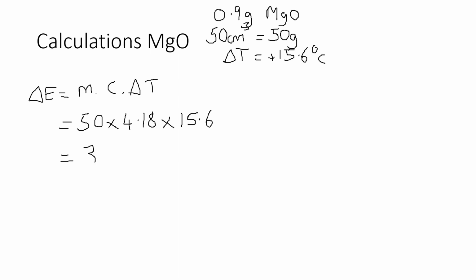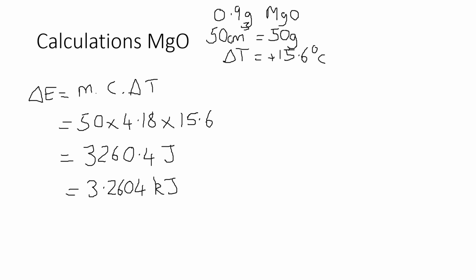And that comes out as 3,260.4 joules. Divide that by 1,000, comes out as 3.2604 kilojoules. I'm just leaving that as it is at the moment, I'm not rounding that.